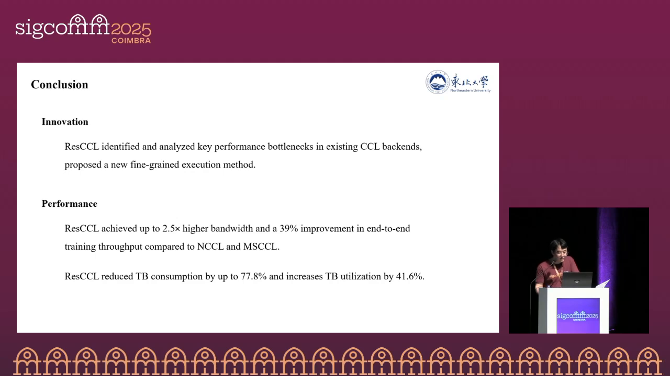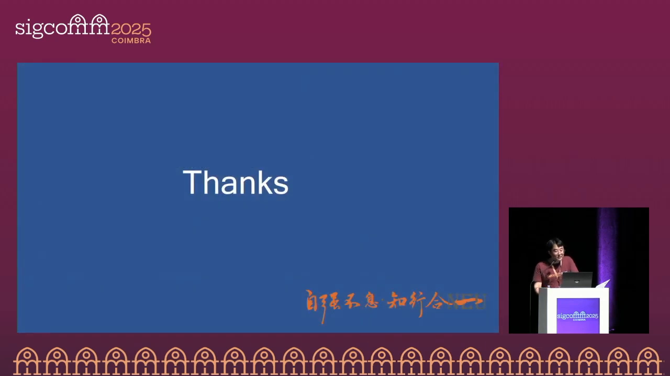In summary, we've shown that the key bottleneck in modern collective communication libraries isn't just the algorithm, it's the execution. ResCCL introduces a fine-grained primitive-level scheduling method that maximizes bandwidth efficiency while minimizing resource consumption. It's a practical and effective solution for accelerating large-scale distributed training. Thank you for your time and attention.